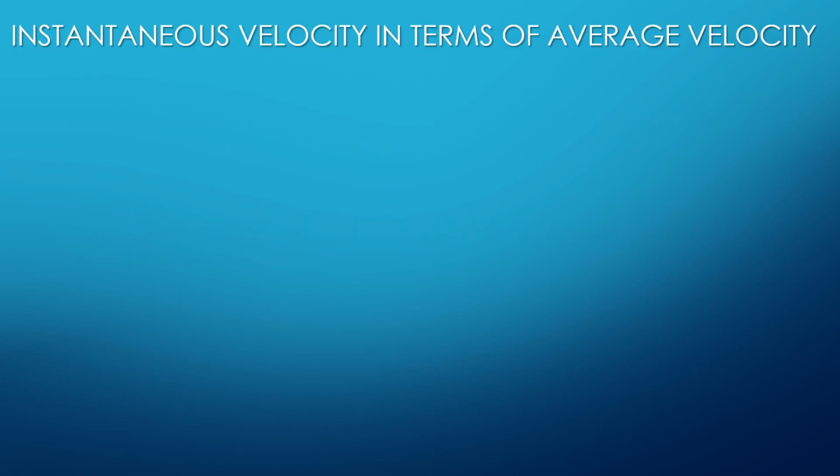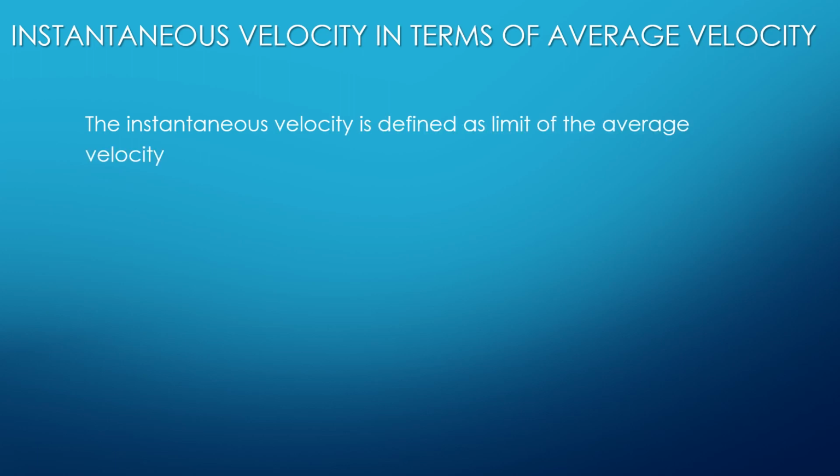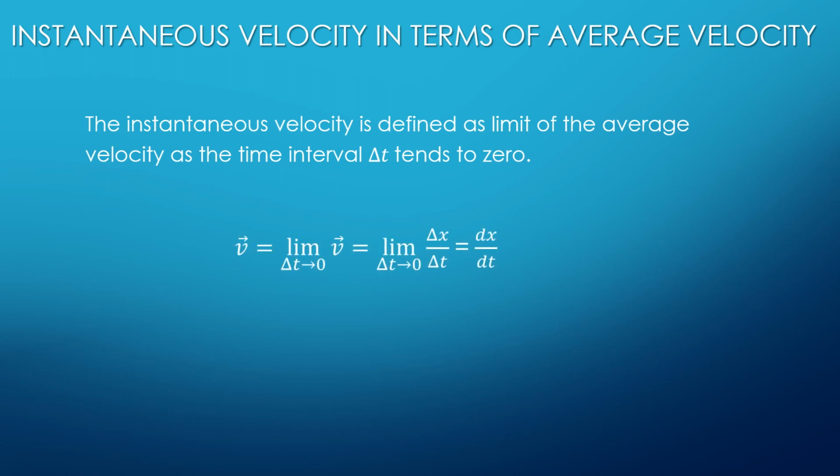Let's understand the concept instantaneous velocity in terms of average velocity. The instantaneous velocity is defined as a limit of the average velocity as the time interval delta t tends to 0. We can write it as v is equal to limit of v average as delta t tends to 0, which is equal to limit delta x by delta t as delta t tends to 0, which is equal to dx by dt.